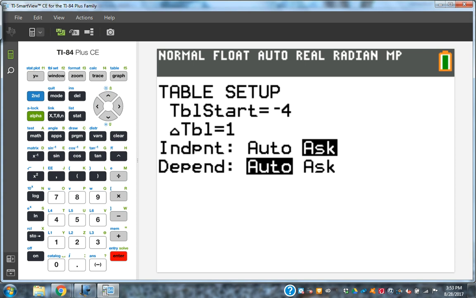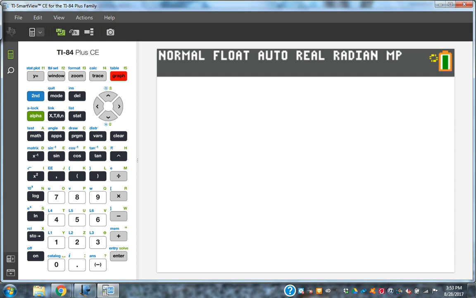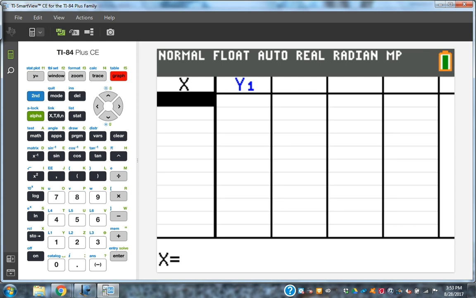Now I want to go back to that table, so second graph, and you'll notice that I don't have any values anymore. They're all gone because it's waiting on me to ask what to do. So I'm going to type in my number, 1.25. And it gives me the y value back, 5.4375.